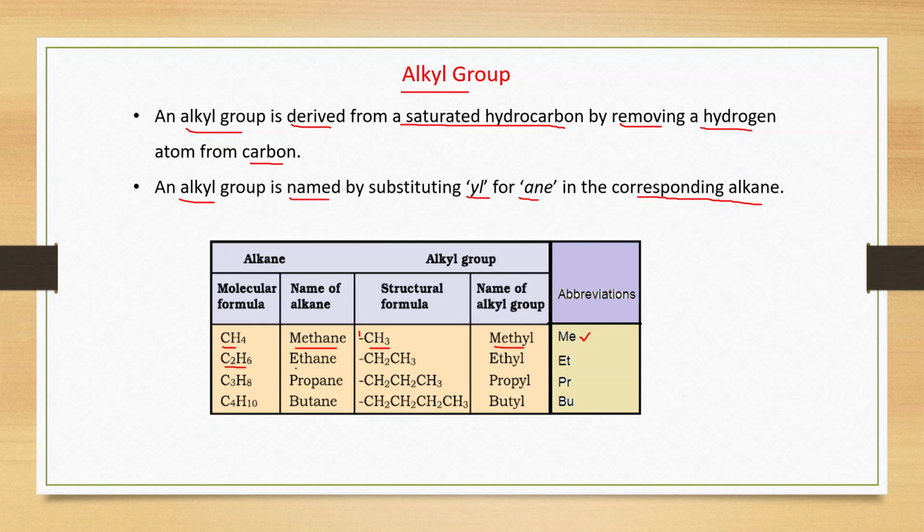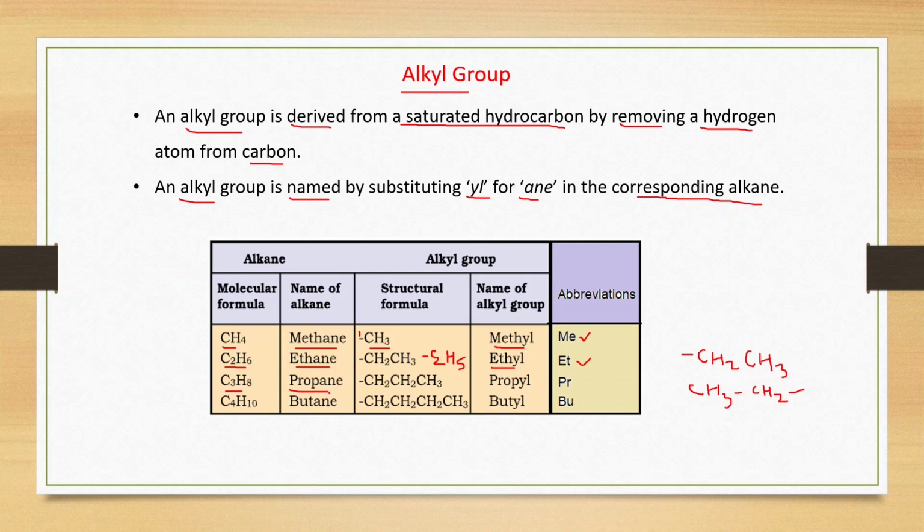C2H6, its name is ethane. If one hydrogen atom is replaced, then we will get this, dash C2H5, and its name is ethyl. Its abbreviation is Et. This C2H5 may be written like this, or you can also write this. Clear?